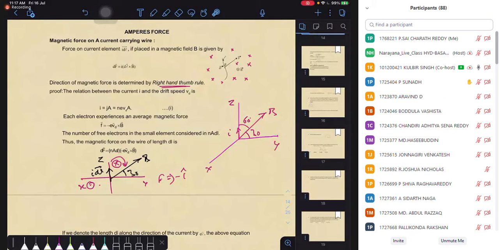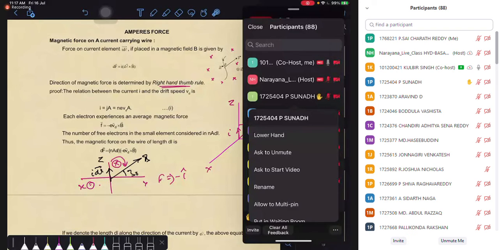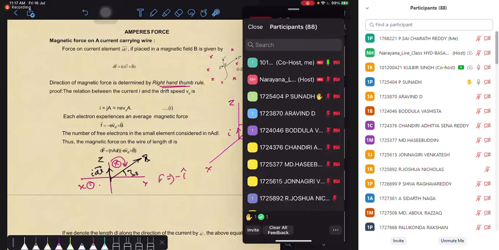So does anyone have a doubt in the direction here? Y minus X? Oh, yes, Sunad. Hello, Sunad, I'm not getting your voice. Sir, you can hear me, sir. Now I can hear you. There was a direction.